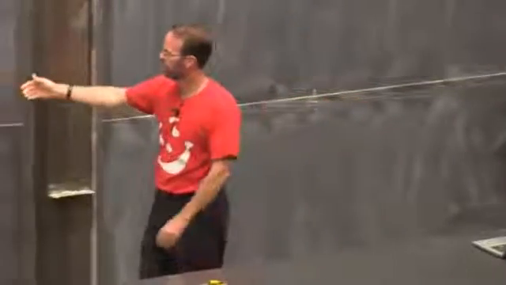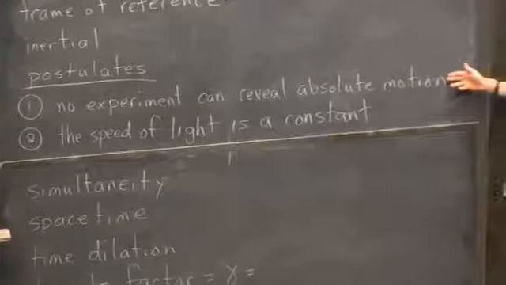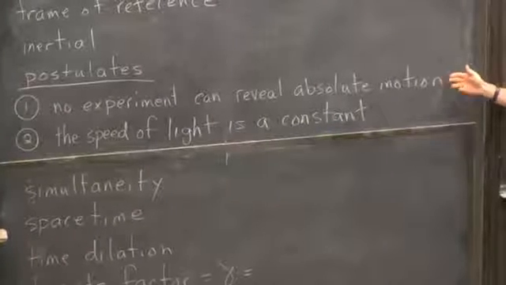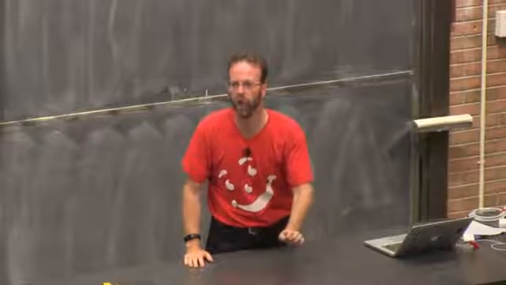That's the first postulate: all physics is the same in all inertial reference frames. There's no test you could do to determine whose frame is correct, or the main one, or more important than the other, or not moving at all. Does that make sense? All right, let's continue on then with a little more. Any questions?